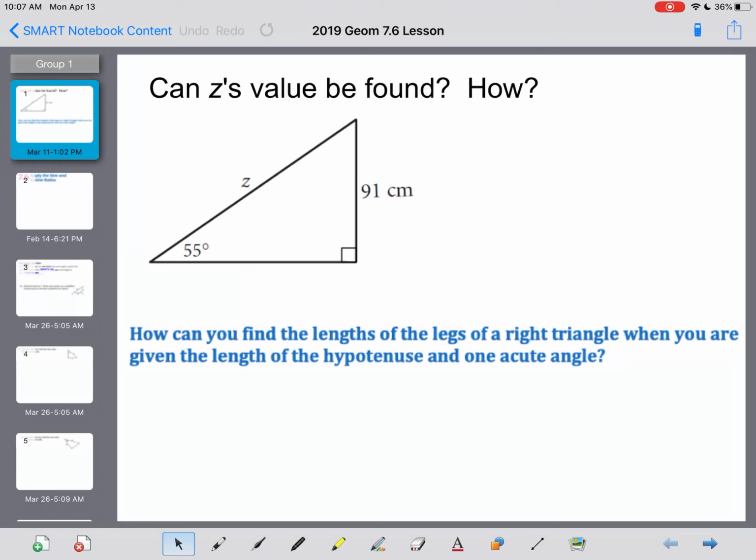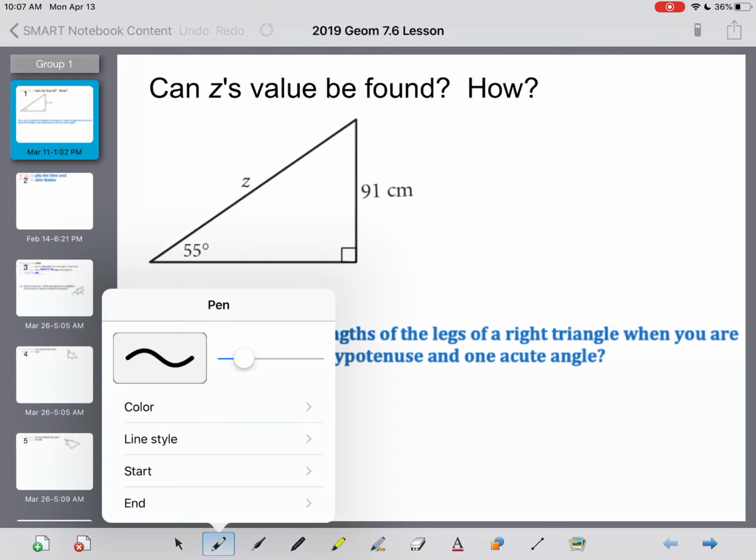Hello, this is lesson 7.6, dealing with more right triangles. Let's start by looking at this first problem on the notes.